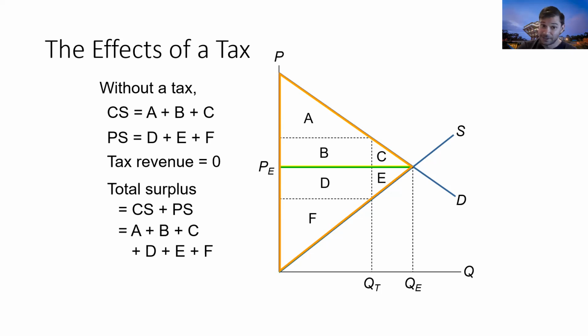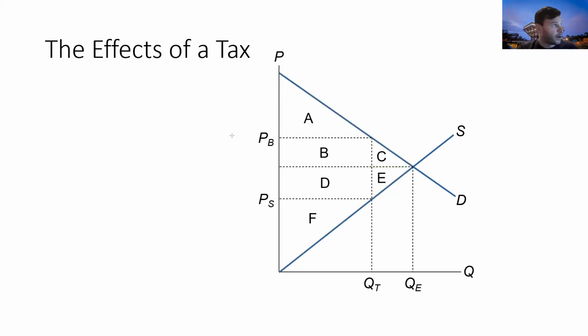However, if we have a tax, this drives the buyer's price up to PB and it drives the seller's price down to PS. So that being the case, if the buyers face PB, what is the consumer surplus reduced to now? Yeah, if the buyers are paying PB, their surplus is only going to be triangle A. If sellers face PS, what is the producer surplus going to be? Yeah, just F. Very good.